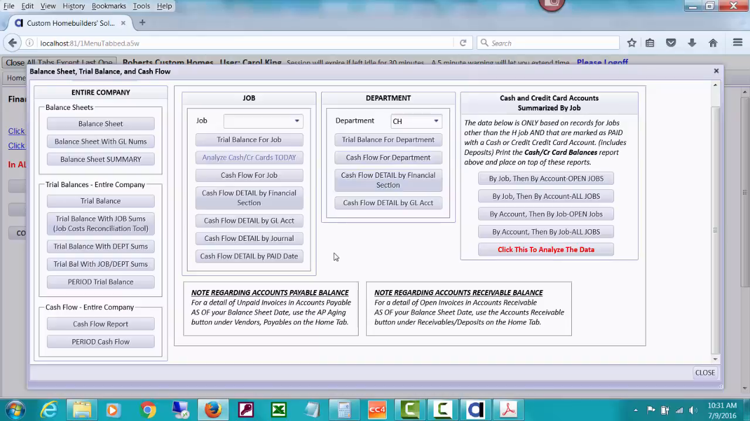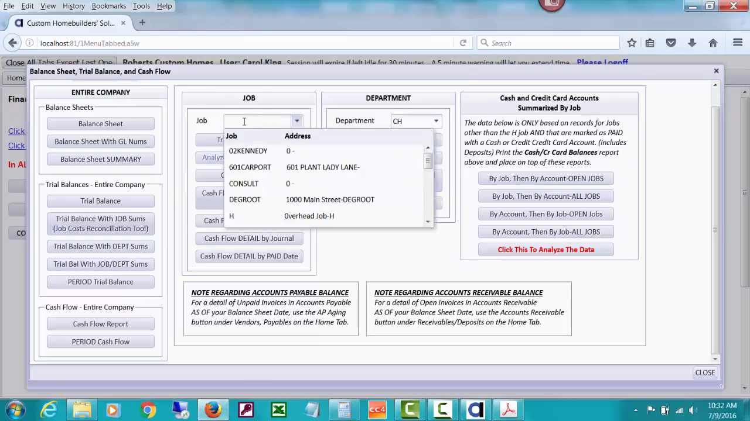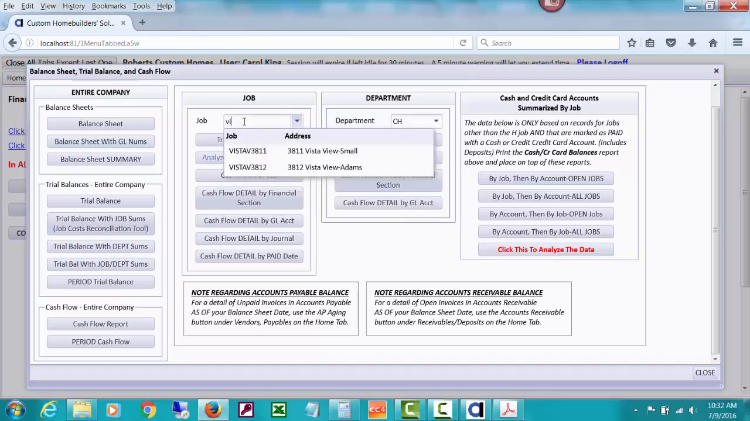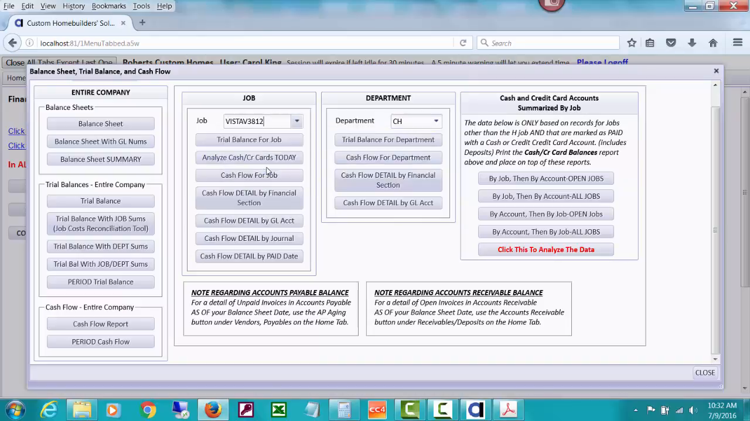Now let's go ahead and talk about how CHS is so active. We want to talk about this area over here and this area here. CHS can definitely track cash by job, and I'm going to actually just start not with our normal demo job, but one that hasn't had that much entries, just so it's a little simpler to look at for a minute. And I'm going to come back to this analyze cash and credit cards today, but I'm going to do cash flow for job.